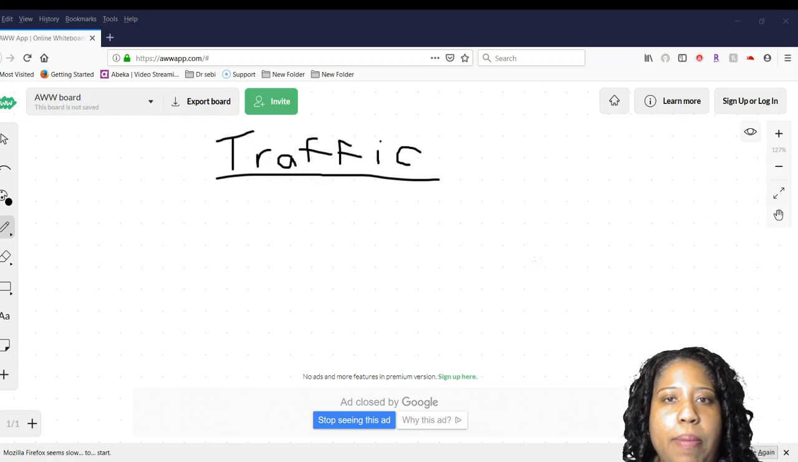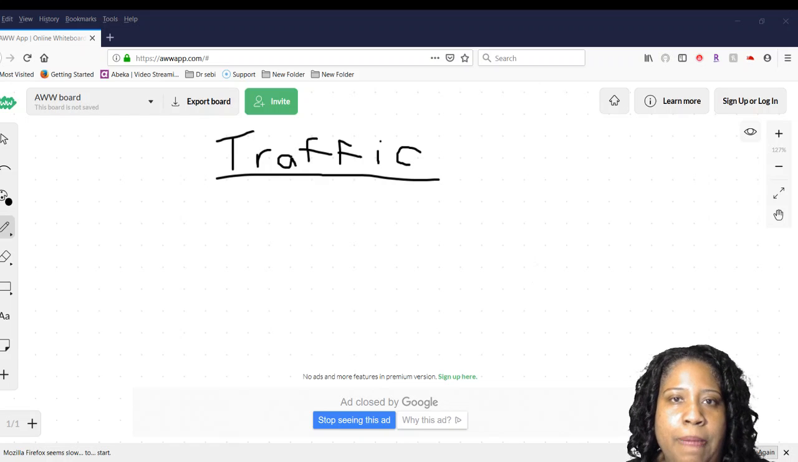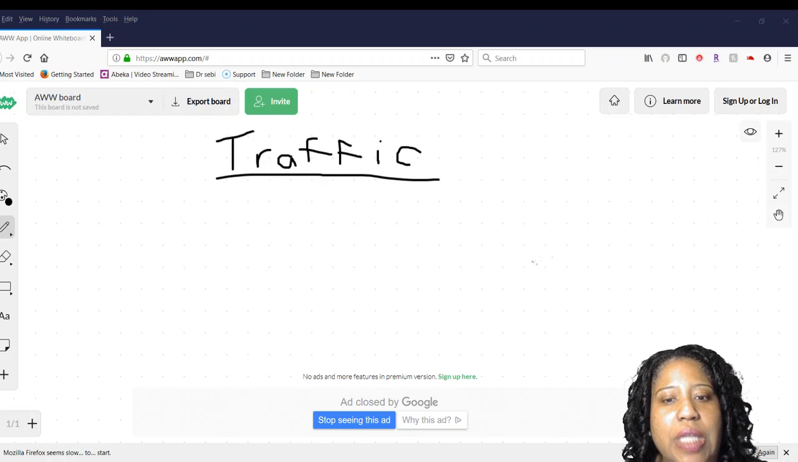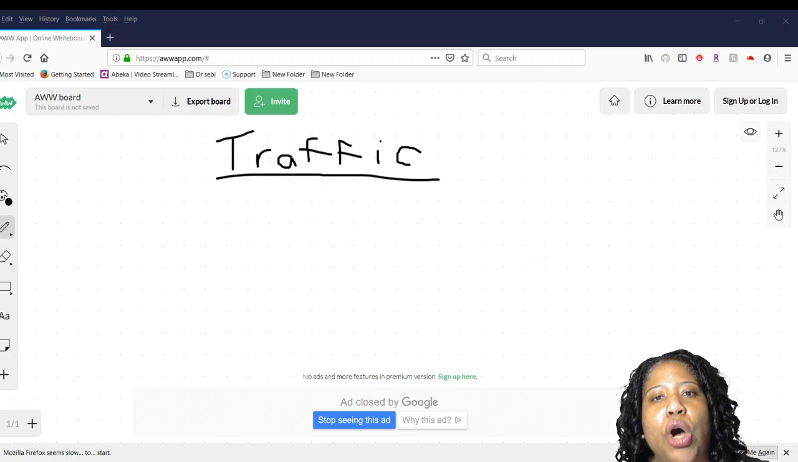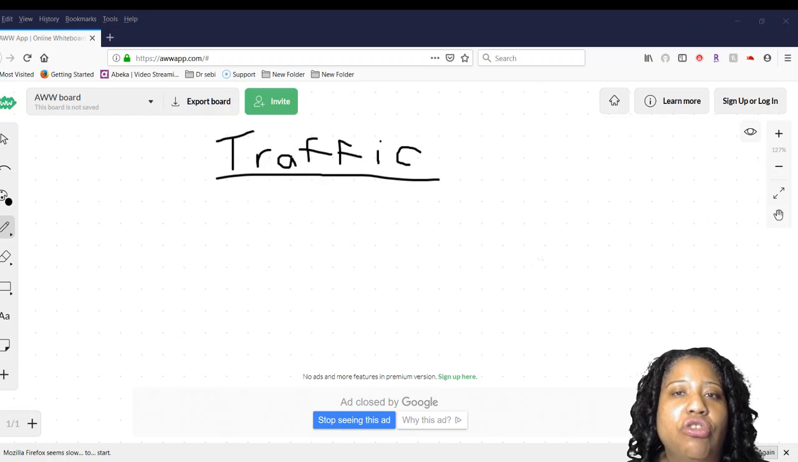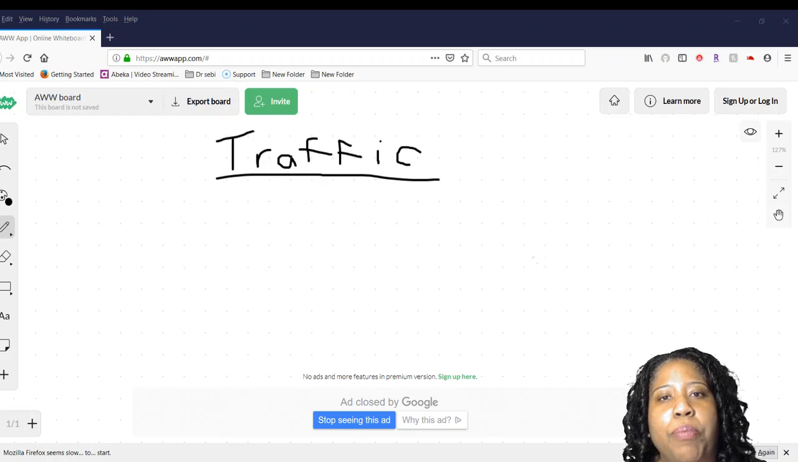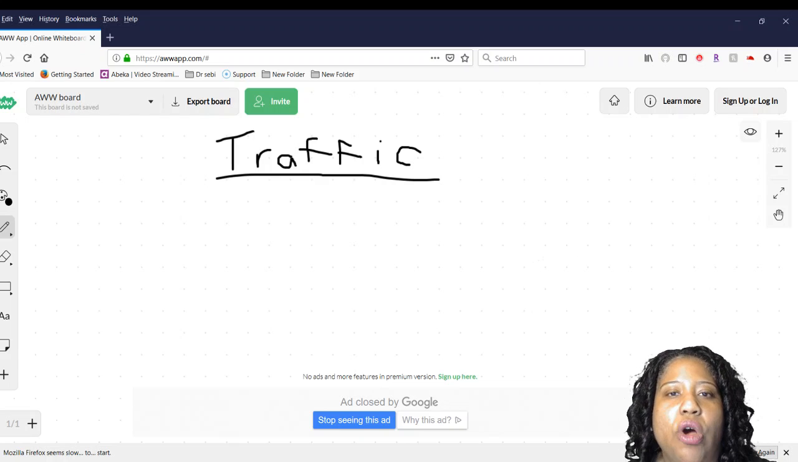I'm going to talk about it because a lot of times people do not know that that is the missing element. It's not that it's a mystery. It's just a lot of people don't know that it takes traffic to get particular people to look at the offer. So let's talk about traffic.